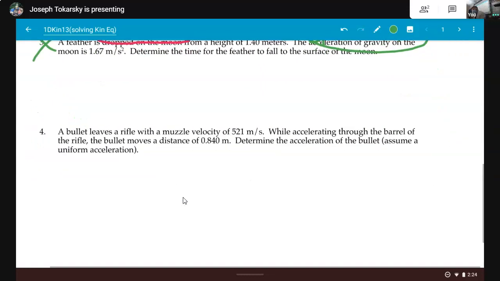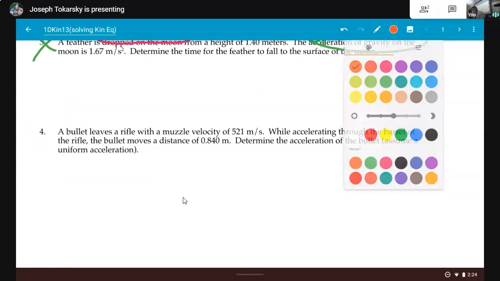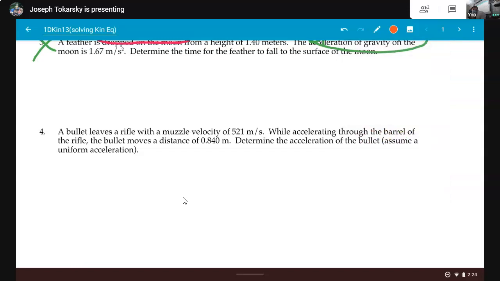Let's go down to number 4, a bullet. Bullet travels really fast, right? It leaves the rifle with a velocity of 521 meters per second. Meters per second, that's got to be a what again? Velocity, right? But is that VI or VF? It leaves it. VF. This is another one where we got to assume VI is what? 0, because before it starts, before we pull the trigger, it's not moving, right? So it doesn't tell us that, but the situation makes sense that it would be that, right?